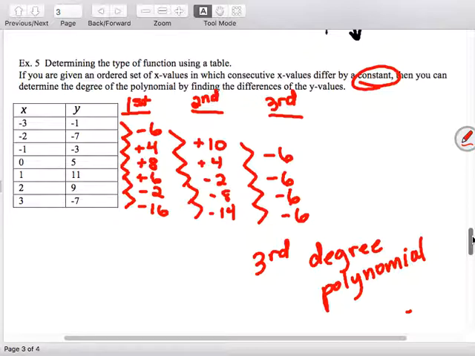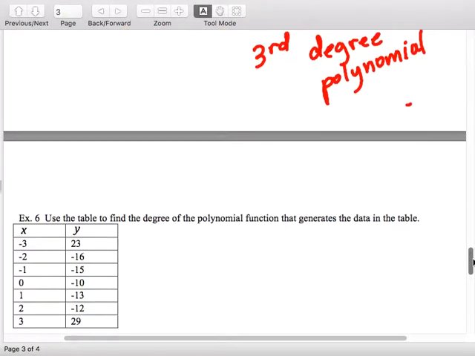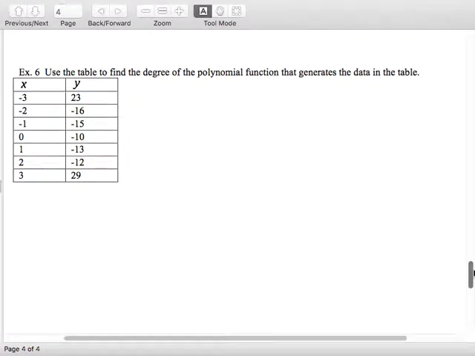Let's do one more just to make sure you're getting the hang of this. So flip it over to the last page. However many differences you have to go will determine the degree of your polynomial. All right, so flip it over when you're ready. So here we go.